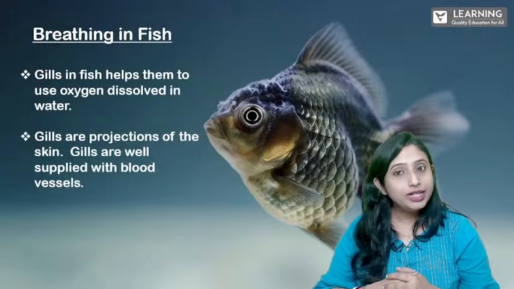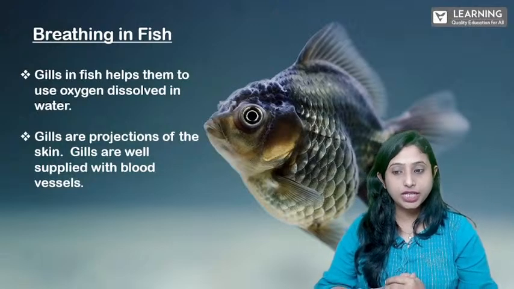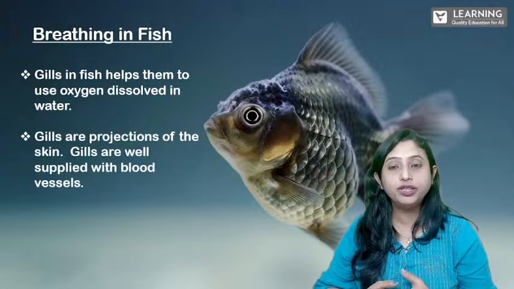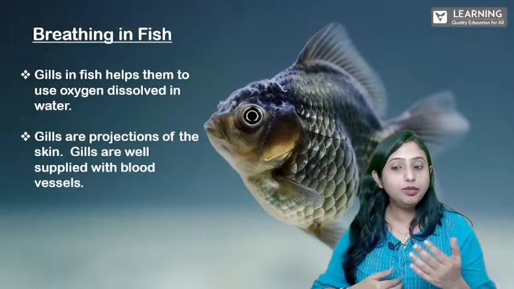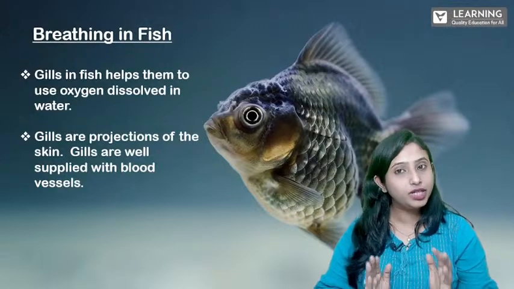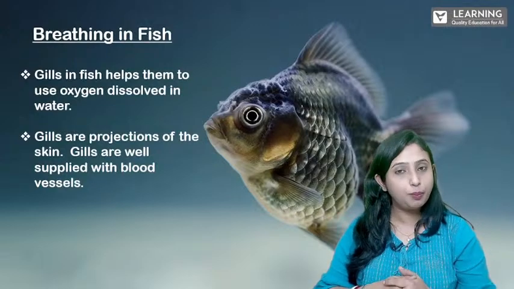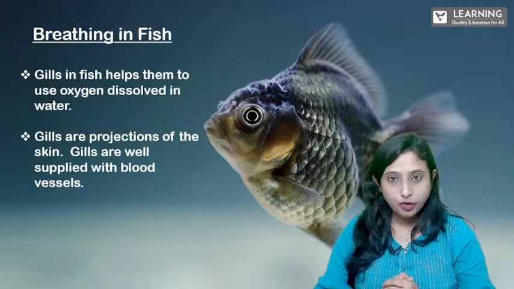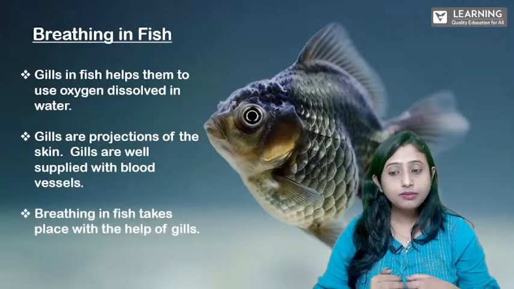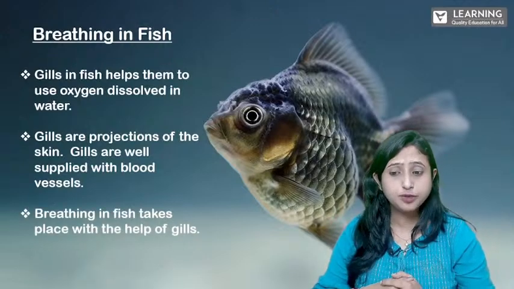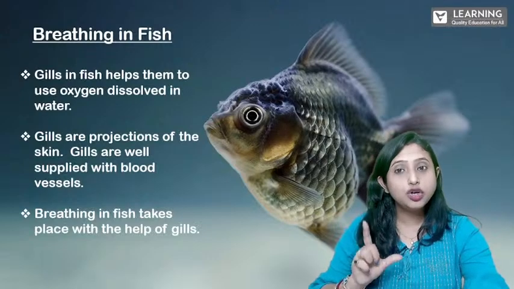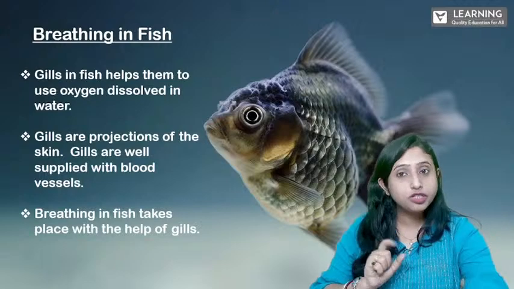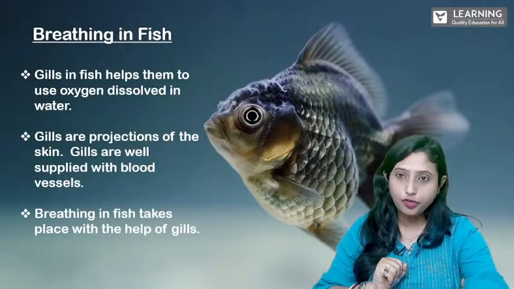So the gills are projections of the skin. Gills are well supplied with blood vessels. So what are these gills? Gills are nothing but projections of the skin, and these gills are supplied with blood vessels. And the breathing in fish takes place with the help of gills, as I have already said. Clear? So gills help in the process of respiration in the case of fish.